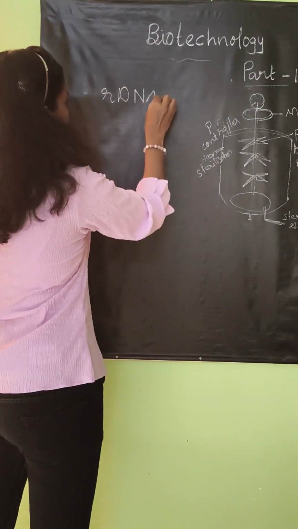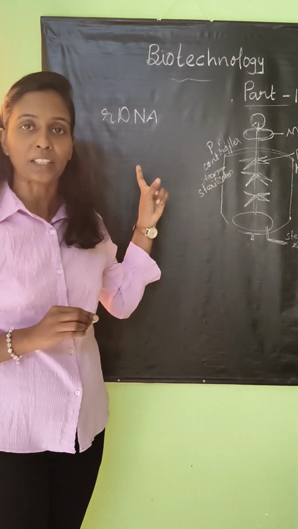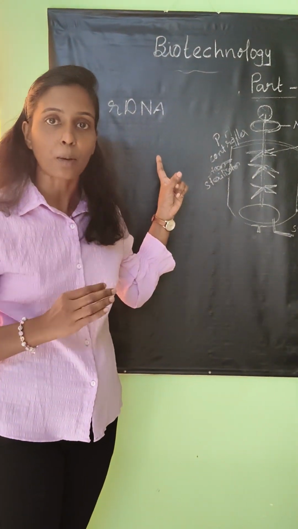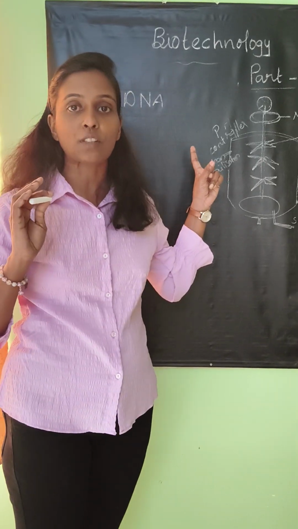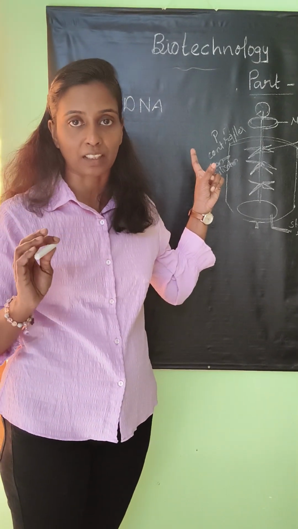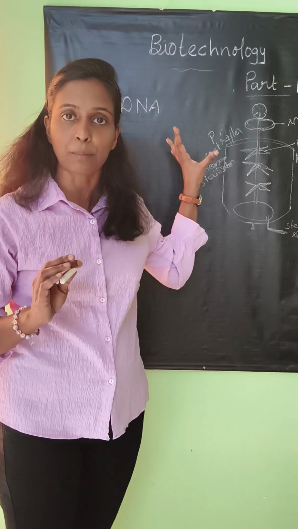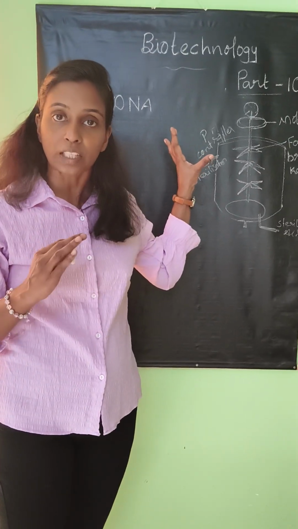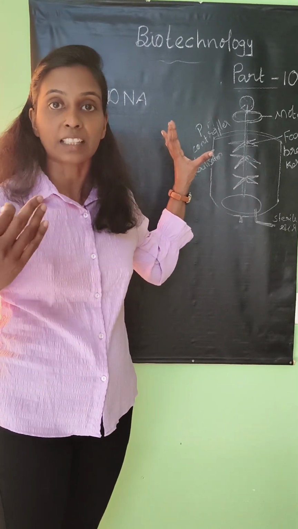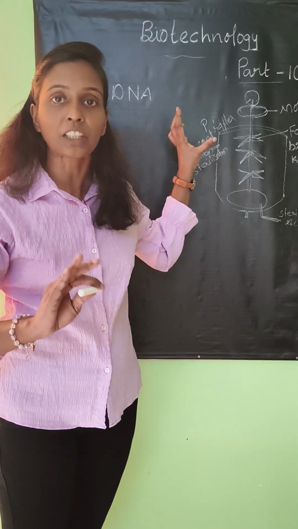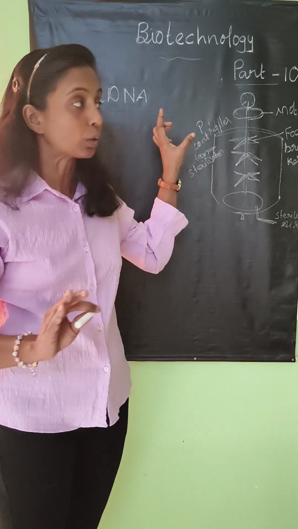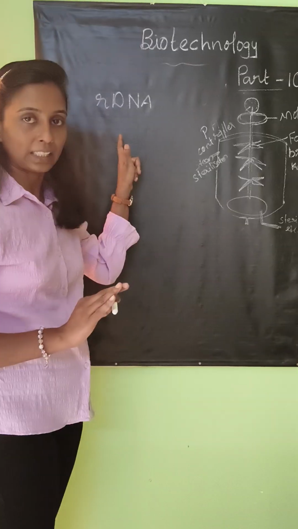Now, this rDNA or recombinant DNA, we can select with the help of selectable markers. Already in the previous videos, we have studied what the selectable markers are. So, with the help of a selectable marker, we can select only the recombinants, eliminate the non-recombinants, and permit the growth of only the recombinants. So that we can say recombinant DNA.